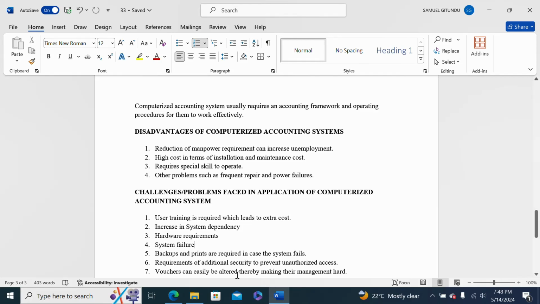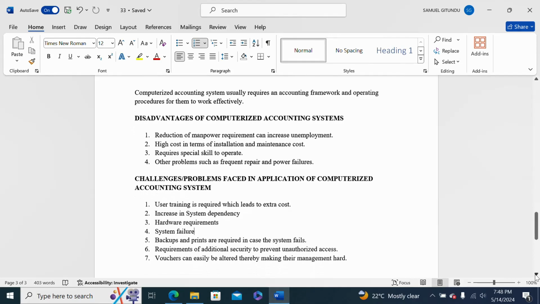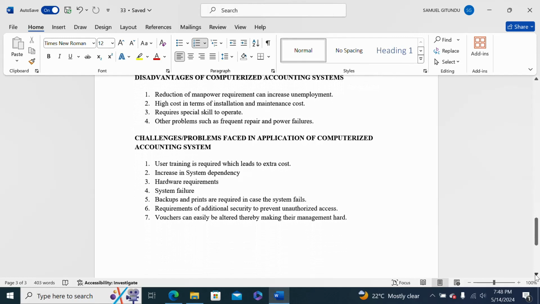Then vouchers can easily be altered, thereby making their management hard. You find that when you're producing all your vouchers and receipts using computerized accounting system, they can easily be altered. And if they are altered, then the management becomes too hard.